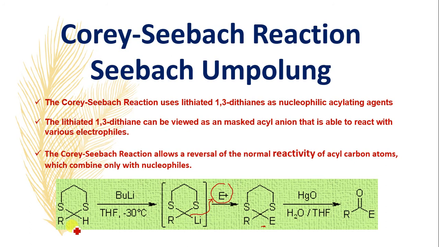In this case, you started this reaction with 1,3-dithiane, which can be prepared from an aldehyde. This carbonyl carbon is generally an electrophilic carbon. It is converted to a nucleophilic carbon. That means you are doing reversal of polarity. This nucleophilic carbon reacts with different kinds of electrophiles, which gives you a disubstituted 1,3-dithiane. Once this process is over, you do the hydrolysis with the help of mercuric salts in THF or acetonitrile solvent, and you will end up with the keto derivatives. This is called the Corey-Seebach reaction.